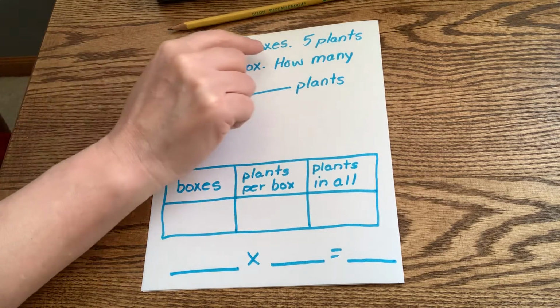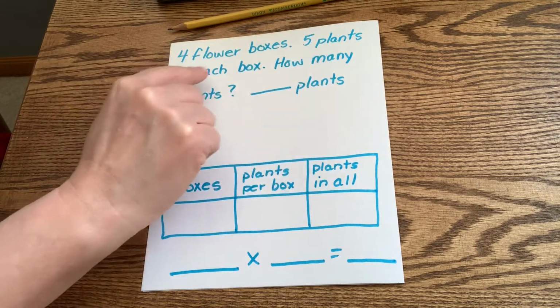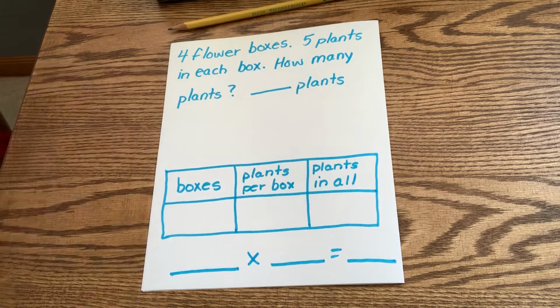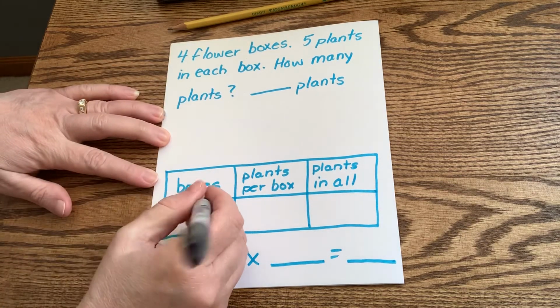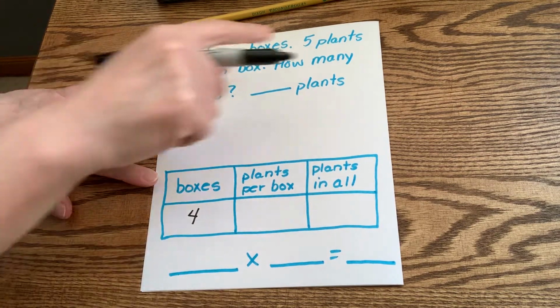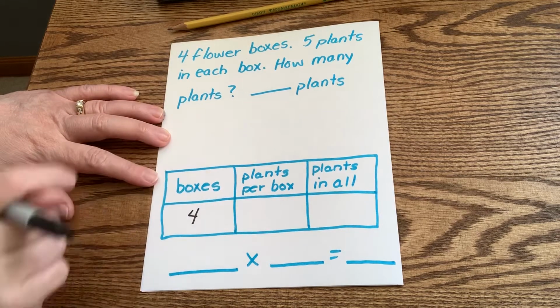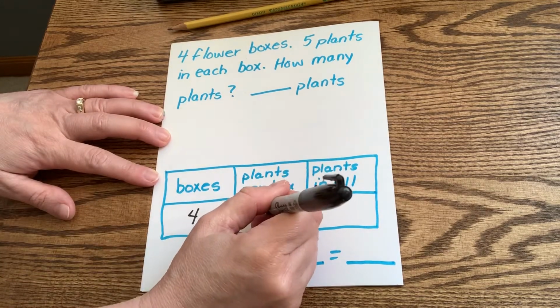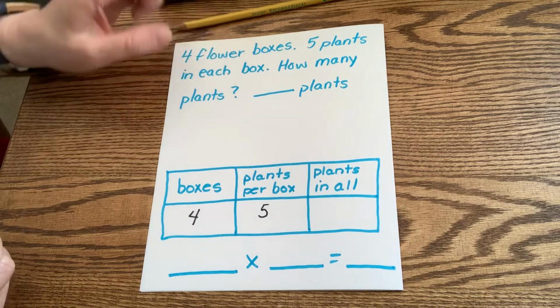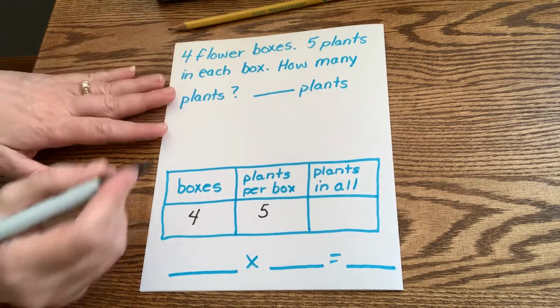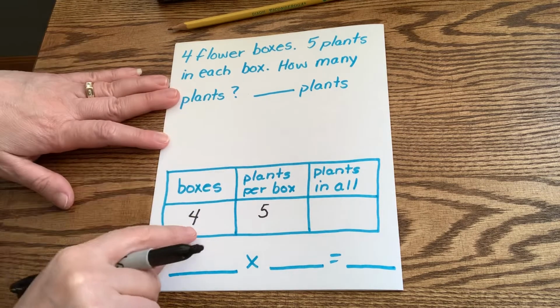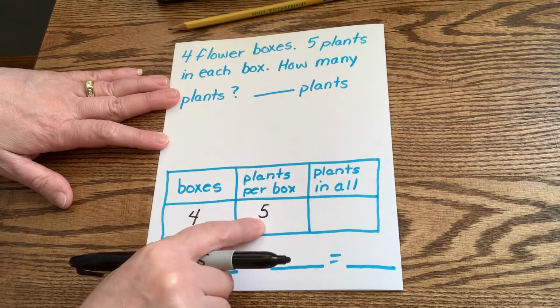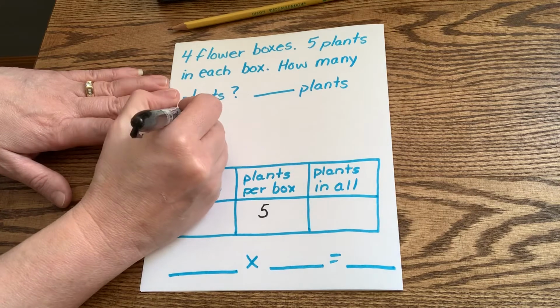So you have 4 flower boxes, 5 plants in each box. How many plants? Okay, so it says 4 flower boxes. So how many boxes do I have? 4. 5 plants in each box. How many plants per box? 5. And then I'm going to draw an array in case I don't know what 4 times 5 is. But remember, if you already know your math facts, you don't have to do this. But what I'm doing is I need 4 rows with 5 in each row. So I'm going to draw my array up here.